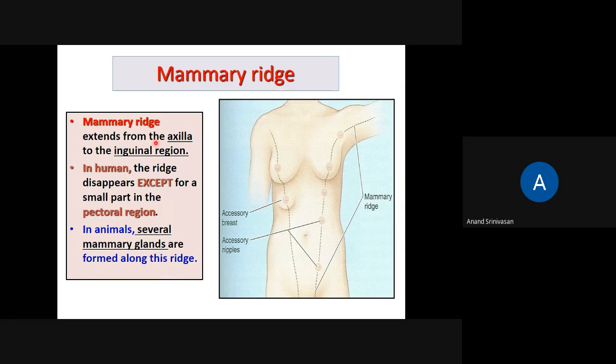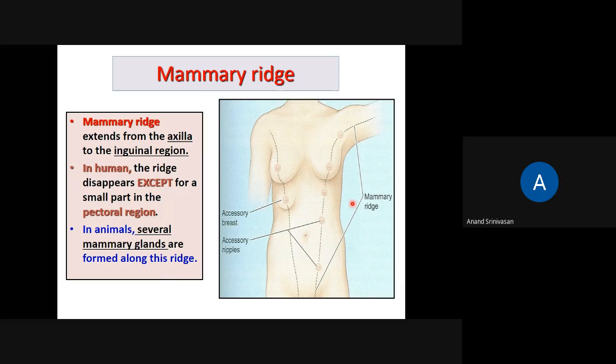All right, the next one, the mammary ridge. This I will be discussing in embryology as well. The mammary ridge is a ridge which extends from the axilla to the inguinal region. Why is this important? The breast can form at any place along this mammary ridge, right from the axilla to the inguinal region.